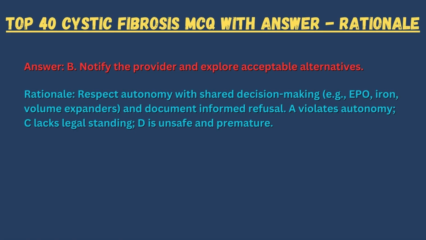Answer: B. Notify the provider and explore acceptable alternatives. Rationale: respect autonomy with shared decision-making, e.g., EPO, iron, volume expanders, and document informed refusal. A violates autonomy. C lacks legal standing. D is unsafe and premature.